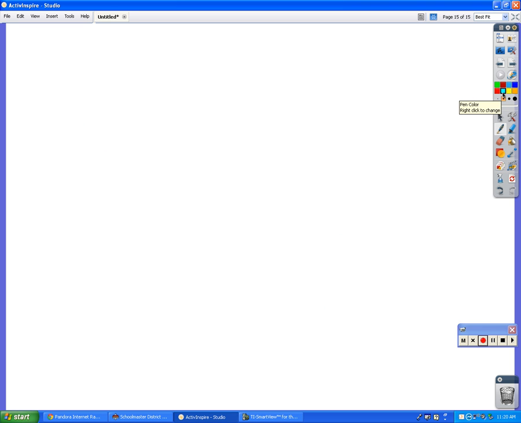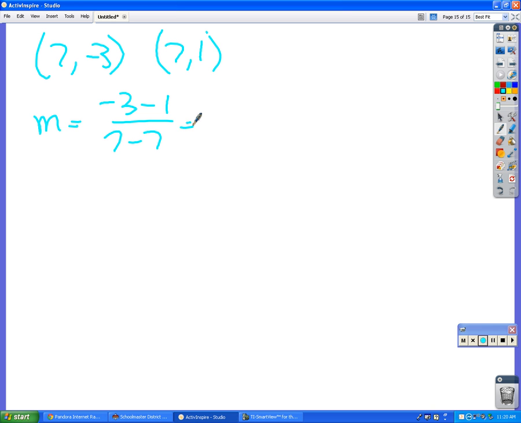Don't get confused, as many students do, if we switch it around and find the slope between the points 7, -3, and 7, 1. So now let's find that slope. I have to do the y's first. So -3 minus 1 over 7 minus 7 is -4 over 0. And a lot of kids want to say that -4 divided by 0 is also 0. It's not. It's undefined. There is no answer to this question because it doesn't make sense.